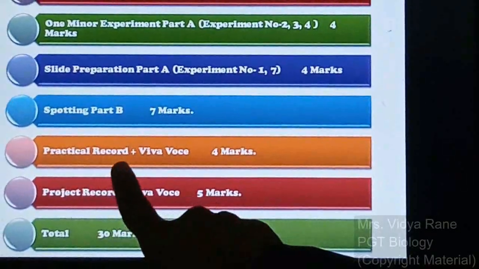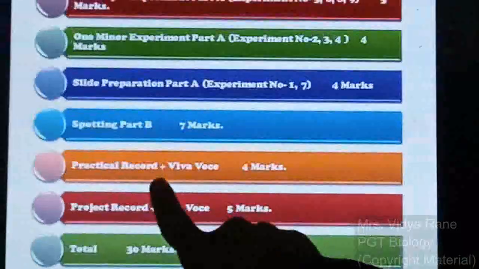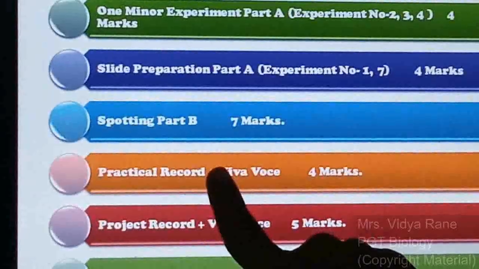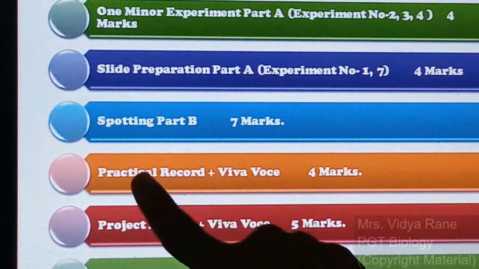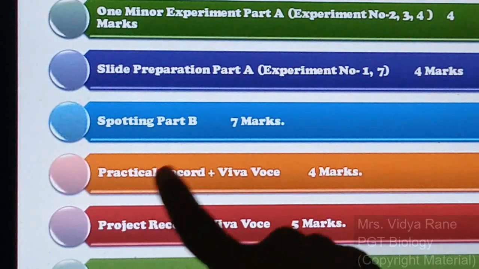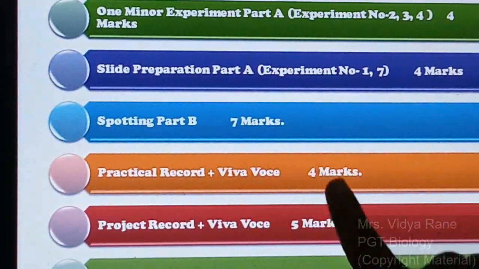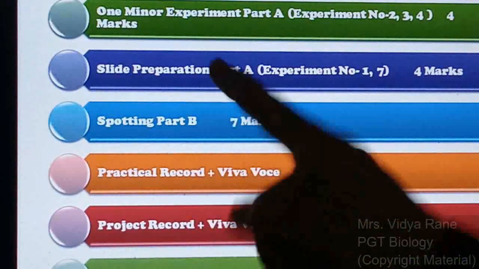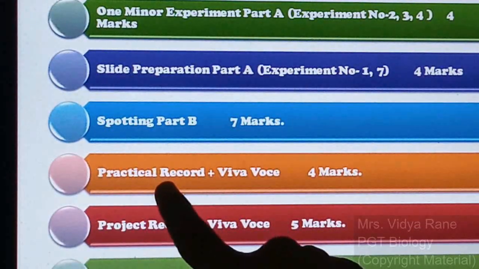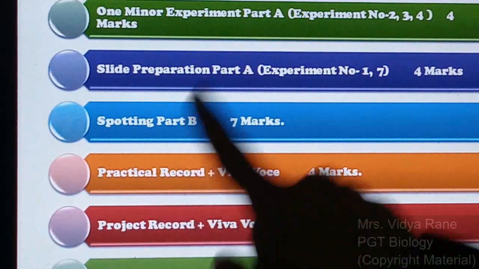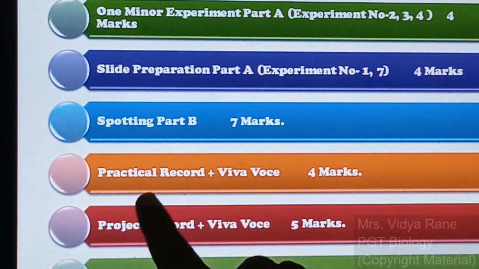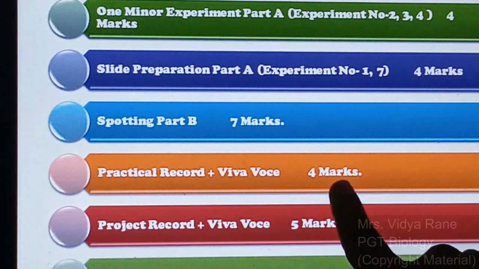Next is the practical record book, that is your journal, in which you have written the experiments, your observations, and the diagrams you have drawn throughout the year. That carries 4 marks. Based on all these practicals and whatever you have written in the record book, a viva will be conducted. That viva plus practical record gives 4 marks.